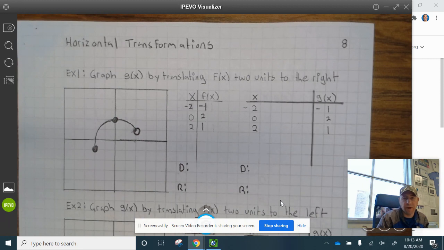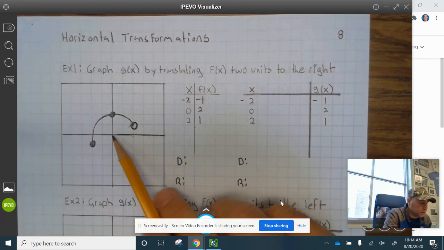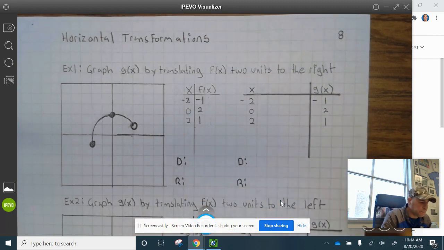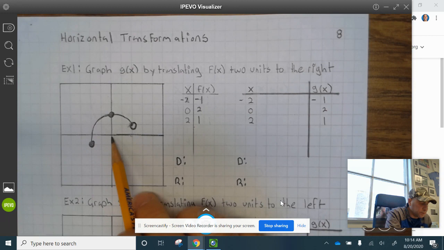Example 1, graph g of x by translating f of x 2 units to the right. Okay, you'll notice I have a table here that corresponds to the points of this function f of x. So here we have negative 2, negative 1, 0, 2, 2, 1.